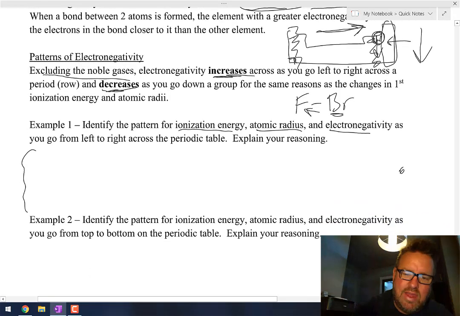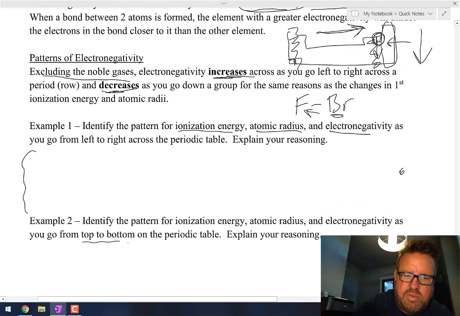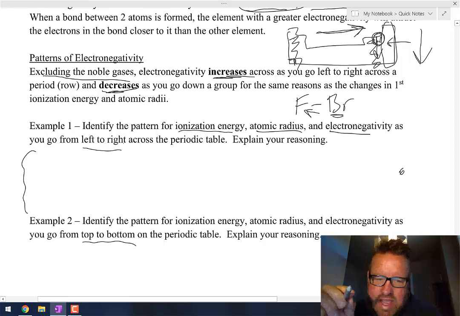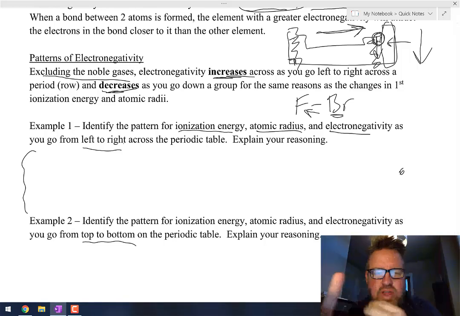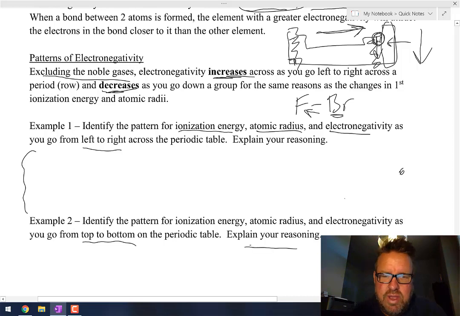Okay, and then as you go down the periodic table, going from top to bottom, again, the same pattern. Ionization energy does what? Radius does what? Electronegativity does what as you go down the periodic table? And then again, explain your reasoning.